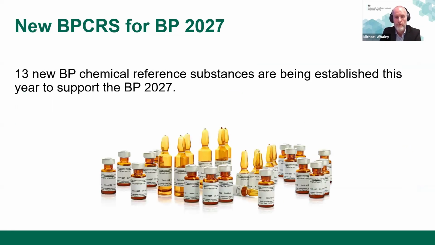We also have new BPCRS for BP 2027. We've got 13 brand new British Pharmacopoeia chemical reference substances that are being established this year to support the new edition. And also there are 2 changes to the use of existing BPCRS. Some of these BPCRS are available already, and we would expect all the new BPCRS to be available to purchase through the catalogue by the publication date.